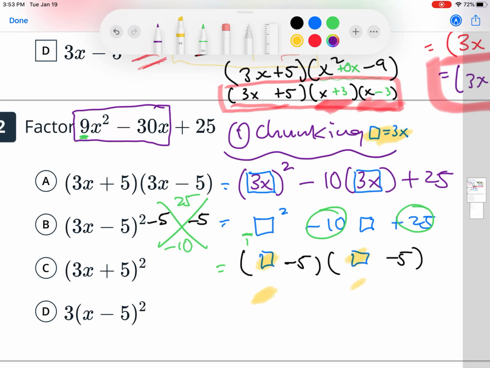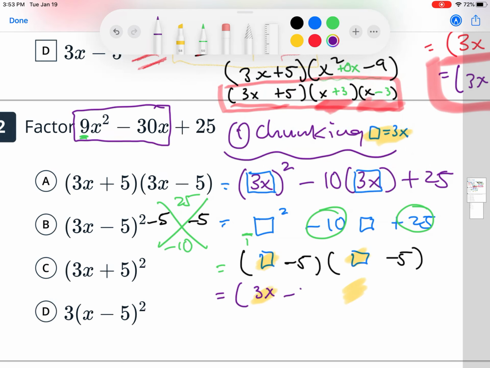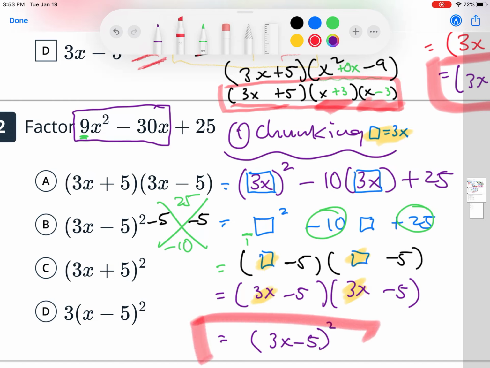Right there. What is our box equal to? It is equal to 3x. So let's go ahead and write that. 3x minus 5, 3x minus 5. And you'll notice that these are the same. So you can say that you have a quantity, or the exponent is 2. So this would be choice B is your answer.